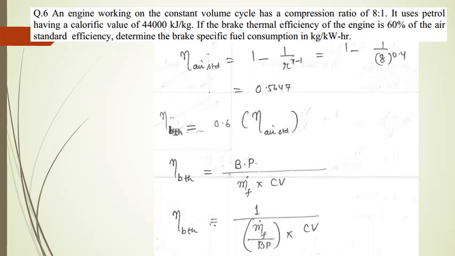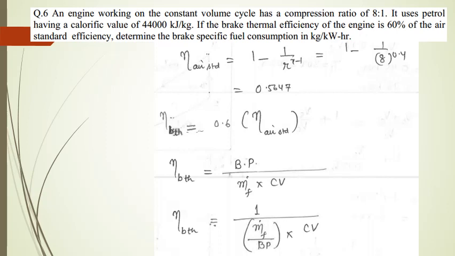An engine working on the constant volume cycle has a compression ratio of 8:1. It uses petrol having a calorific value of 44,000 kilojoule per kg. If the brake thermal efficiency of the engine is 60% of the air standard efficiency, determine the brake specific fuel consumption in kg per kilowatt hour. Constant volume cycle means Otto cycle.